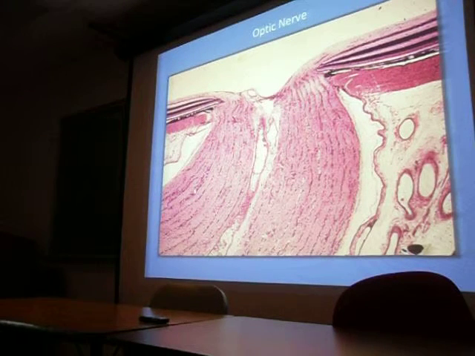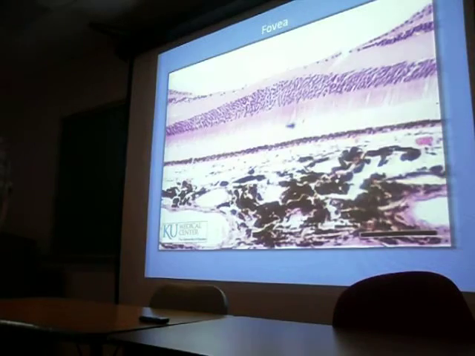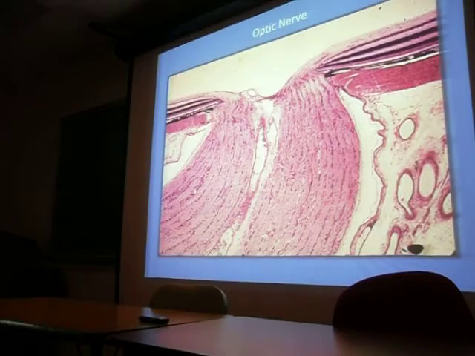Here's the optic nerve. Here's the three layers of the retina again. All these axons are diving down here like a waterfall. So anytime you see the waterfall, you know that's the optic nerve. All right. So you might see some of these microscopic slides on your test. So I want you to be able to identify, especially the fovea and the optic nerve.